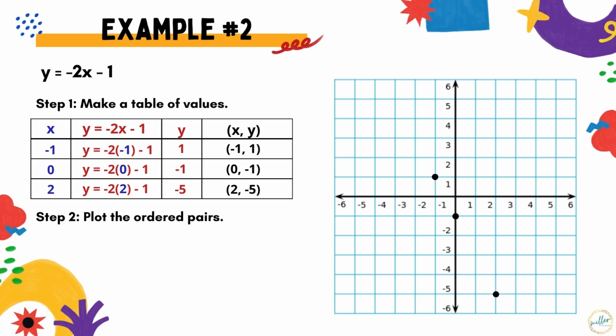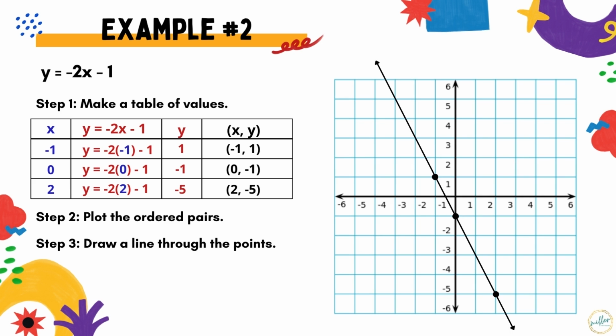Step 2 is to plot the ordered pairs. So we need to put negative 1, 1, 0, negative 1, and 2, negative 5, all on the graph. Finally, step 3 is to draw a line through the points. Again, make sure your line is straight, that it goes through all the points that you drew, and that it has arrows on both ends.